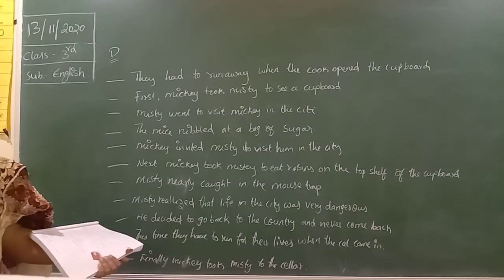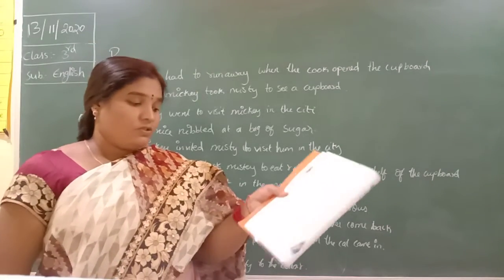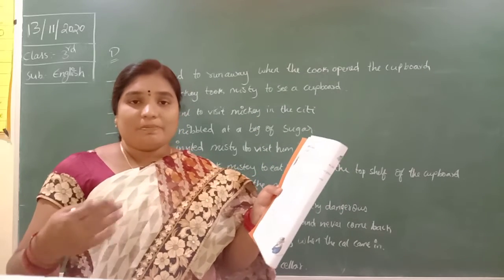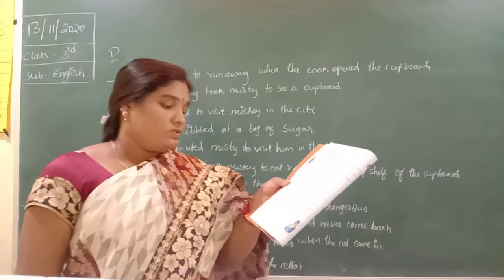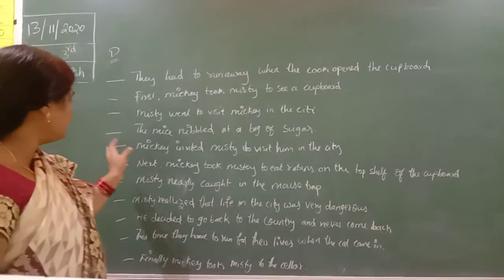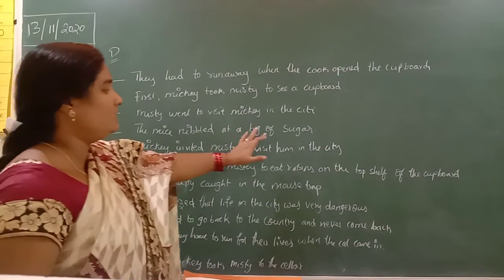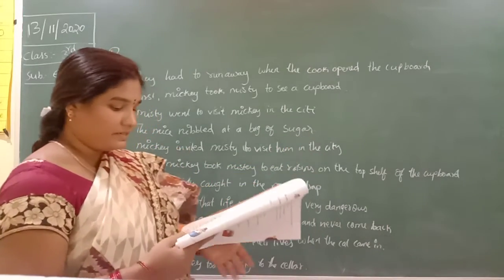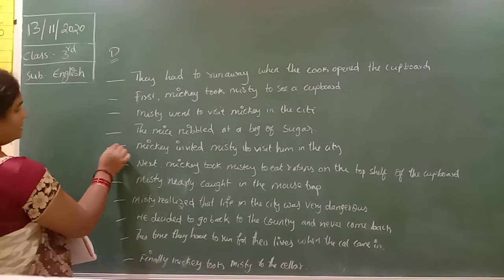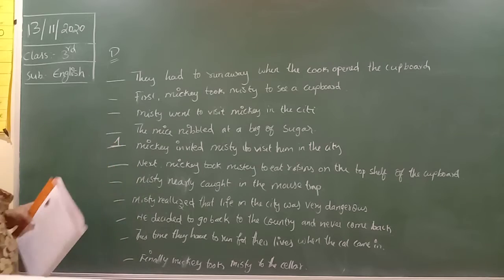Okay now children, these are the sentences which are given in the textbook. Which is the first sentence from the story? From the story, step by step, you have to form the story. So which is the first sentence? You have to read the sentence. Mickey invited Misty to visit him in the city. This is the first statement, number one. Write one in your textbook.